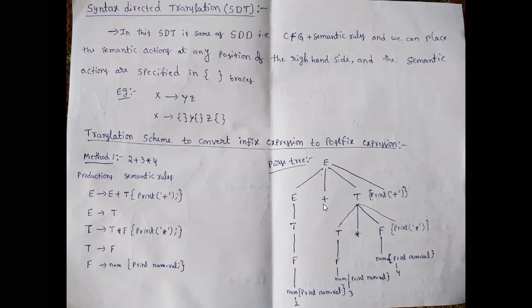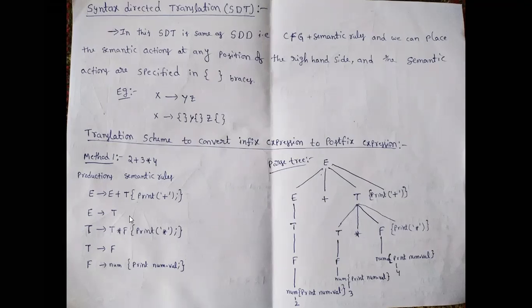Here plus is coming. Then this E is not used with multiplication. Why? Because with the production, E has only the plus symbol, the plus operator. There is no star with E. So we need not expand this E into the next production. T produces T star F, so we expand T with T star F.